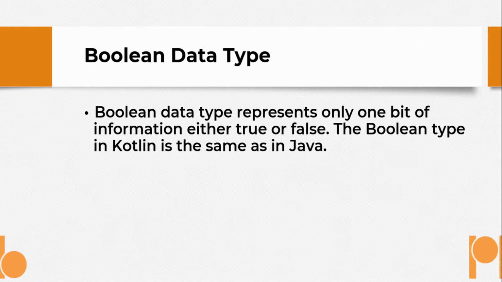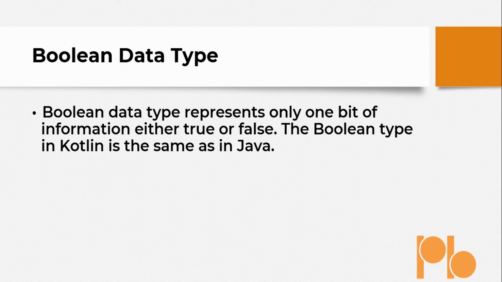Now the third one is the Boolean data type. If you have worked on Java before, the same Boolean data type is there. The Boolean data type contains only two values: either true or false. It is used mostly in true and false cases, like if this is true, then do this; if it is false, do that. So the variable can only store the value true or false. The Boolean data type represents true and false.